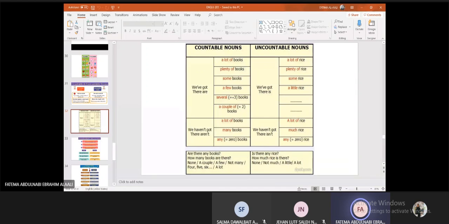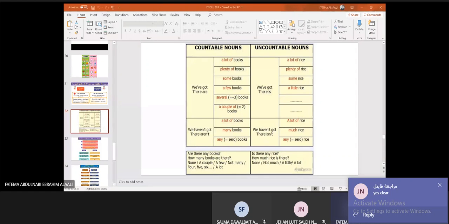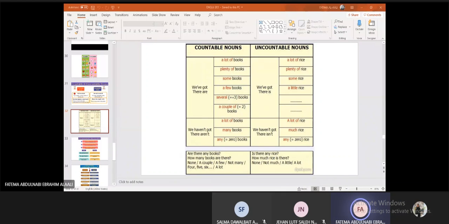Is it clear for the countable and uncountable nouns? The most important thing to know is the verb: we use it in the singular form or in the plural form. The second thing, if we want to quantify the nouns, is which of these quantities we use for the countable and which ones we use for the uncountable. Is it clear or not? Yes, clear, good.